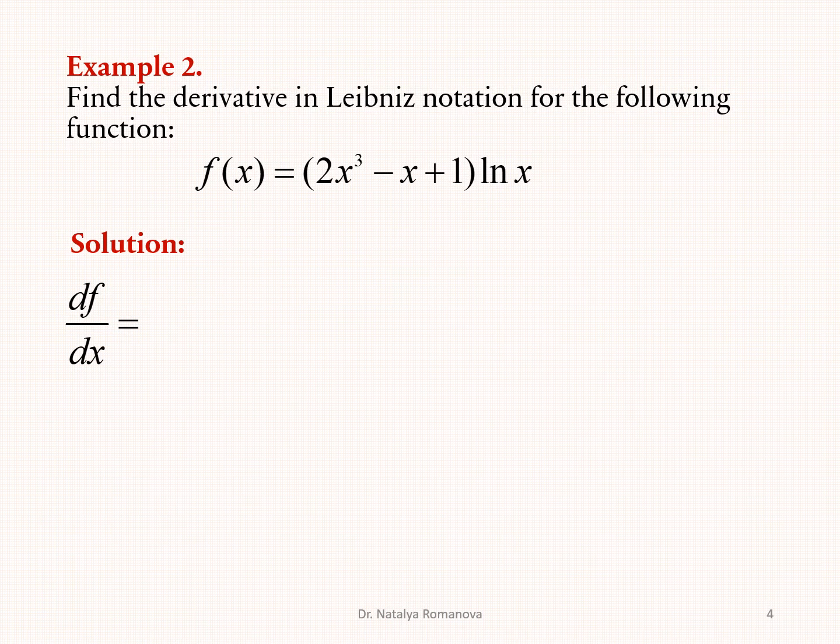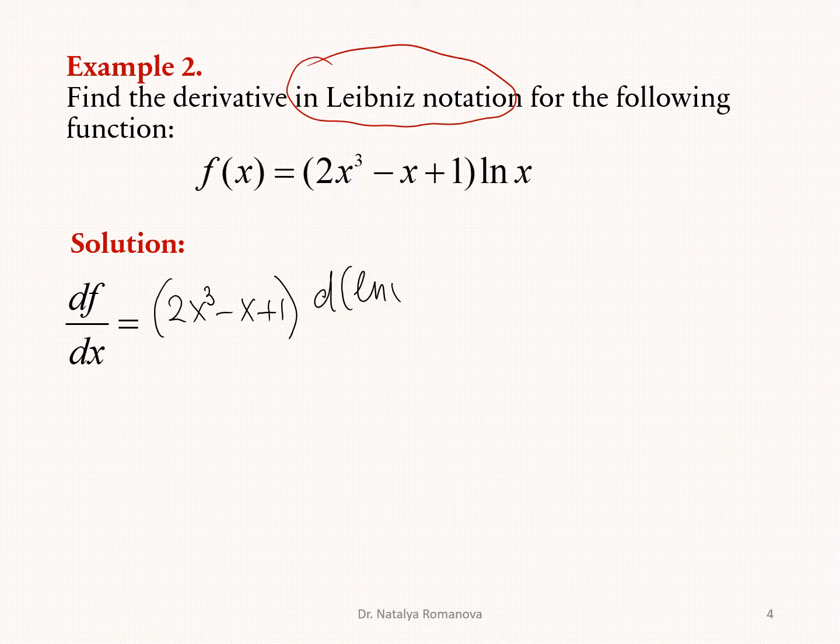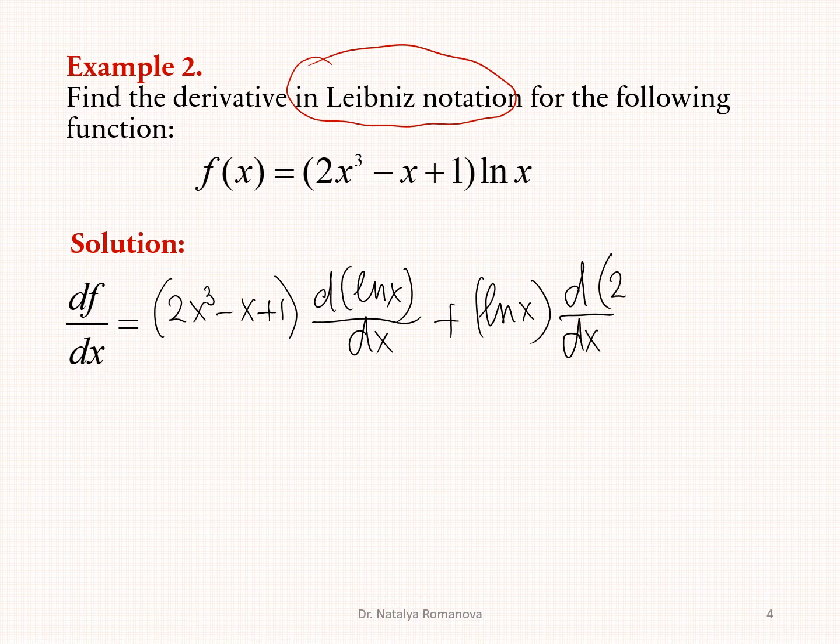The second example: we have to find the derivative in Leibniz notation. According to our formula, df over dx equals the first factor, 2x cubed minus x plus 1, times d ln x over dx, which is our derivative of ln x in Leibniz notation, plus the second factor ln x times the derivative of the first factor, d over dx of 2x cubed minus x plus 1, equals.